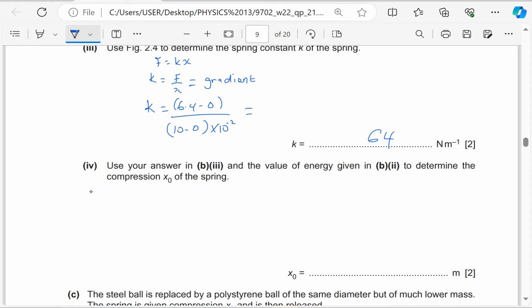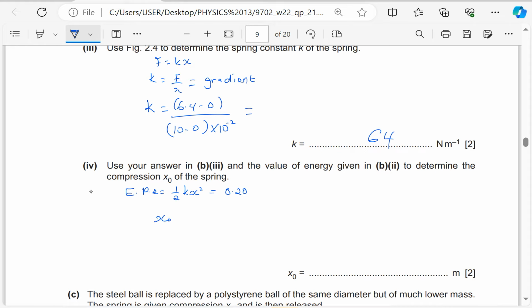Remember, the elastic potential energy was equal to the kinetic energy. So the elastic potential energy, which is given by a half kx squared, should be equal to 0.20. We have showed that above. So we want to find the compression x naught.